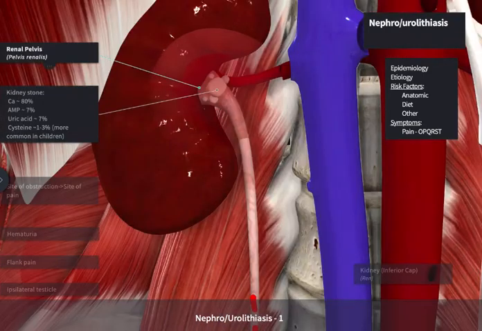Urolithiasis is the presence of calculi within the urinary tract, from the kidney to the urethra. In the United States, the lifetime prevalence of nephrolithiasis is approximately 10% in males and females. Peak incidence occurs in the 4th to 6th decade of life. Stone prevalence is increasing, and females now have stones almost as often as males. And between 1 and 2 million emergency department visits annually are due to kidney stones and renal colic.